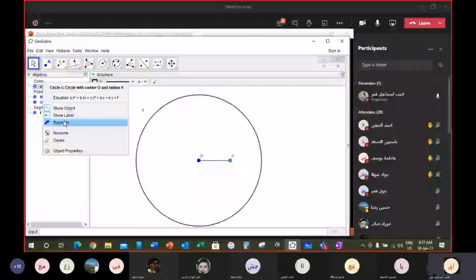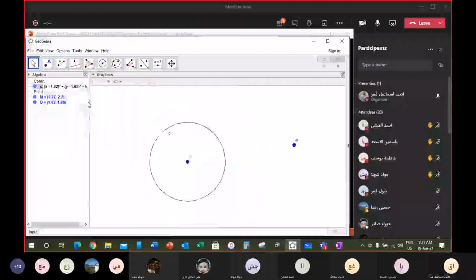Okay, we take any circle, and we take a point. Let's say circle C of center O, and we take any point M outside the circle. So from M we can draw two tangents to this circle. How do I draw these tangents? Who can tell me how we draw these tangents?